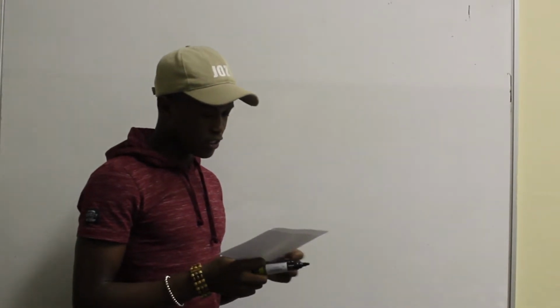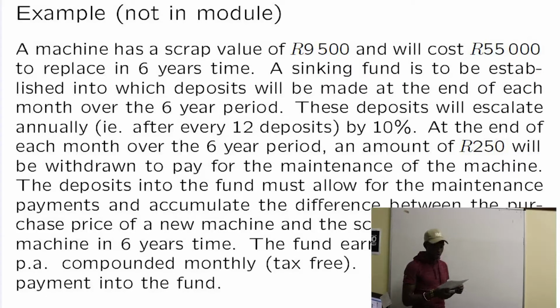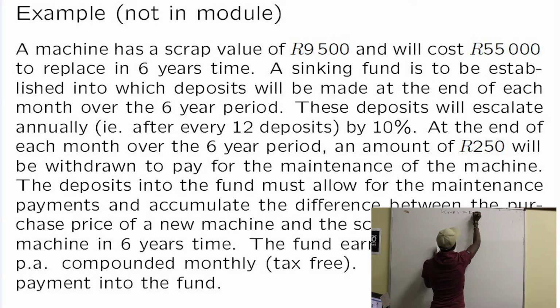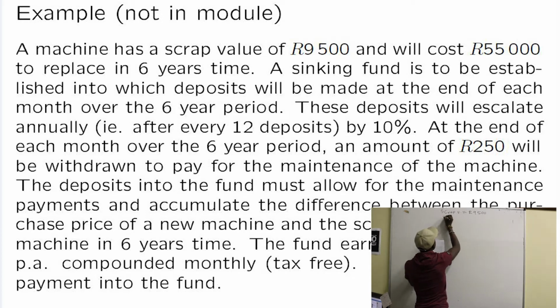I'll be explaining chapter 8, which is not in the module. And the question reads as follows. A machine has a scrap value of 9,500 and will cost 55,000 to replace in 6 months' time. So, the scrap value of 9,500 and the replacement value is 55,000.